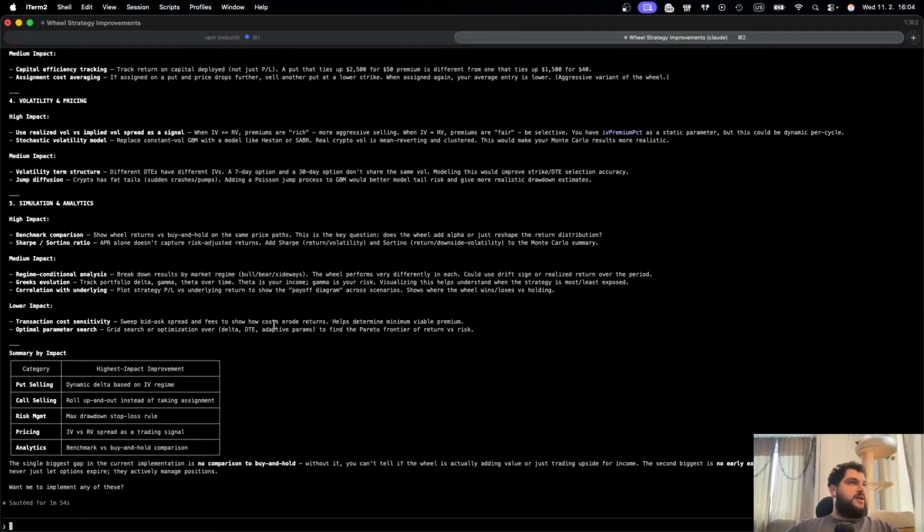Correlation with underlying. Plot strategy PNL versus underlying return to show the payoff diagram across scenarios. Show where the wheel wins, loses versus holding.